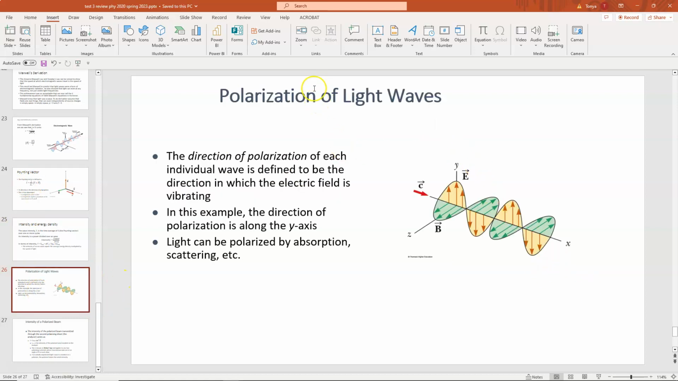We introduced the idea of the polarization of light waves. The direction of polarization for a light wave is the direction in which the electric field is vibrating. So shown here, the light is polarized in the y direction, okay? Light can become polarized by different mechanisms, including absorption, scattering, reflection, and things like that.